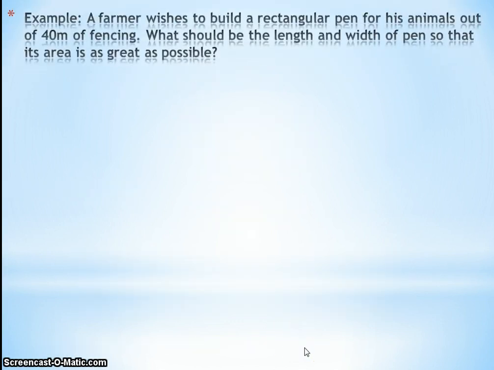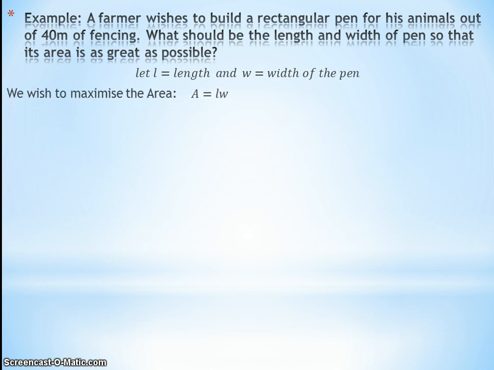Let's look at the next example. A farmer wishes to build a rectangular pen for his animals out of 40 meters of fencing. What should be the length and width of the pen so that the area is as great as possible? So let L be the length and W be the width of the pen. We wish to maximize the area, which is length times width, and we know some information about the perimeter.